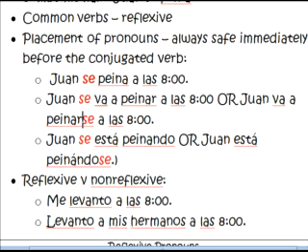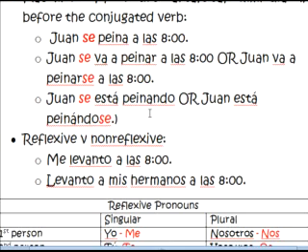And if I wanted to say, remember back to where we got to present progressive tense, he is combing his hair, like right now. Juan se está peinando, immediately before the conjugated verb. Or I can put Juan está peinándose. Notice I had to put an accent over the A to give it the right sound. Either way would work with that. Now I want to stop just a second and remove Juan from the picture. And if I'm going to say, I comb my hair, the se goes away and it becomes me.